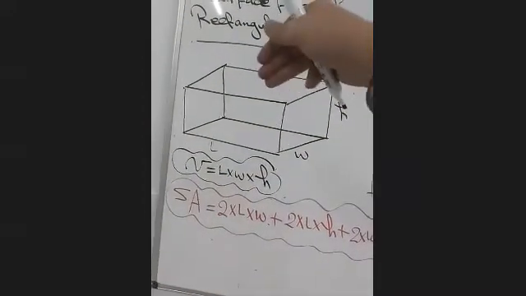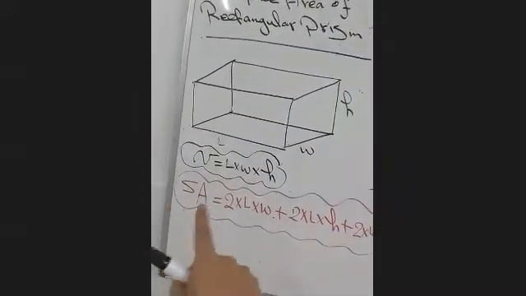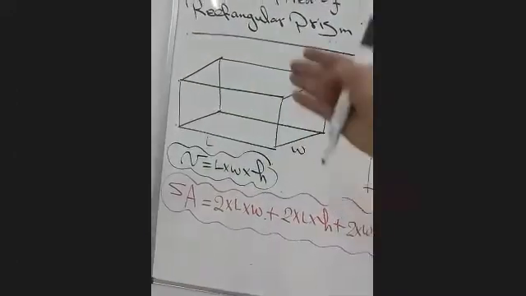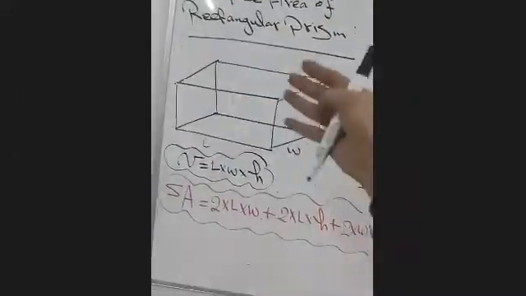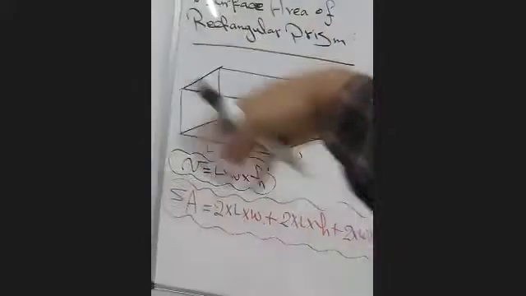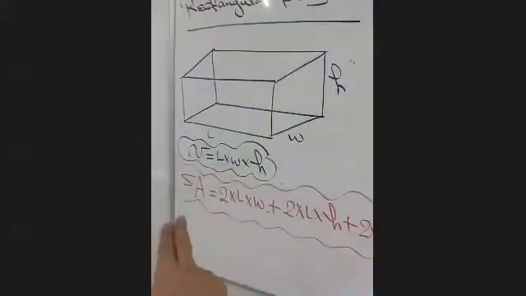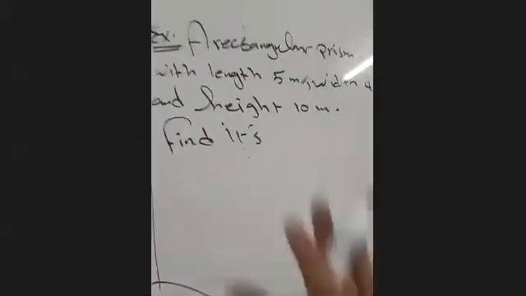Volume is how much space inside. Surface area is the area of each face. All of them are rectangles, so I want to find the total area of these rectangles. This is what we mean by surface area. Now let's go back here.